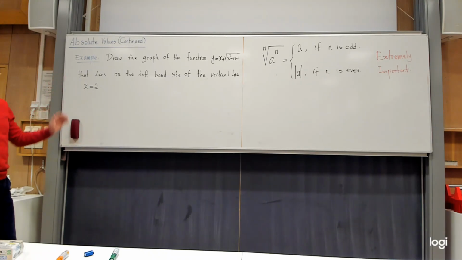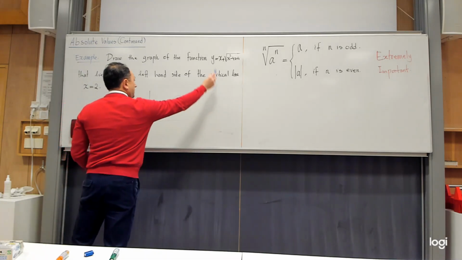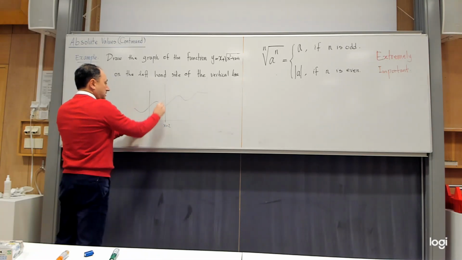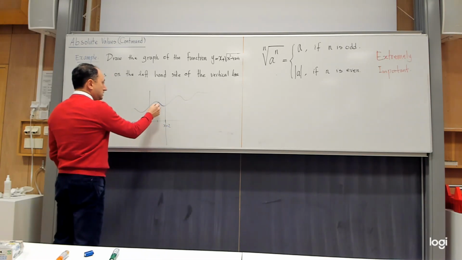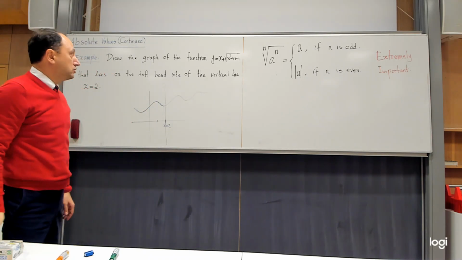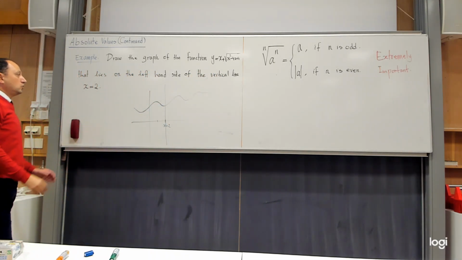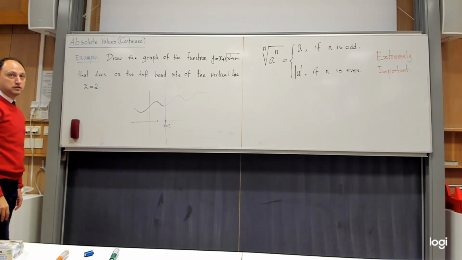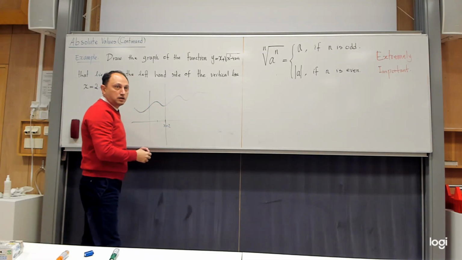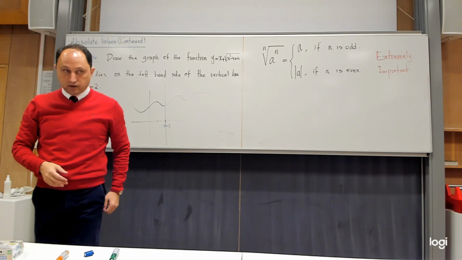But let me just tell you, for example, assume that this is a graph, and then x is equal to 2. On the left hand side of this graph, I am interested in this part of the graph, which lies on the left hand side of x equals to 2. So I'm asking you, draw the graph of this function, of course, on the left hand side of this vertical line. I don't care how the graph looks like on the right hand side. I care about how the graph looks like on the left hand side of this vertical line. That's the question.